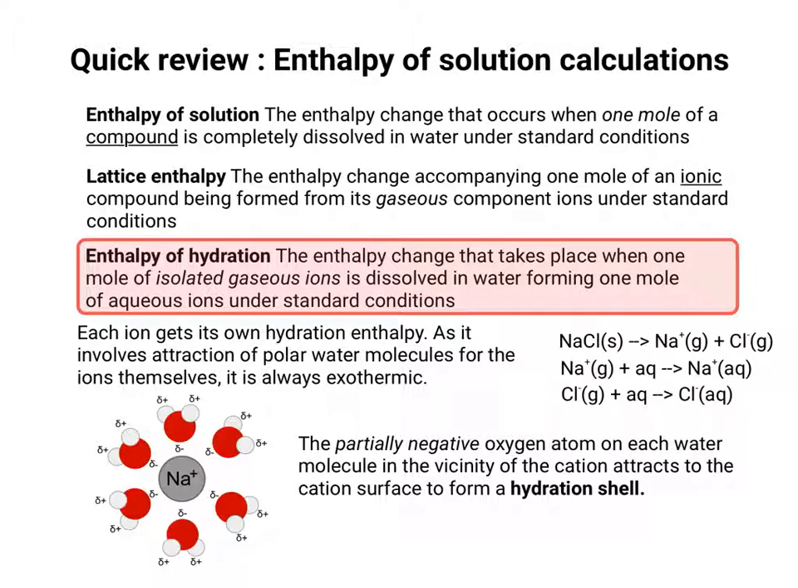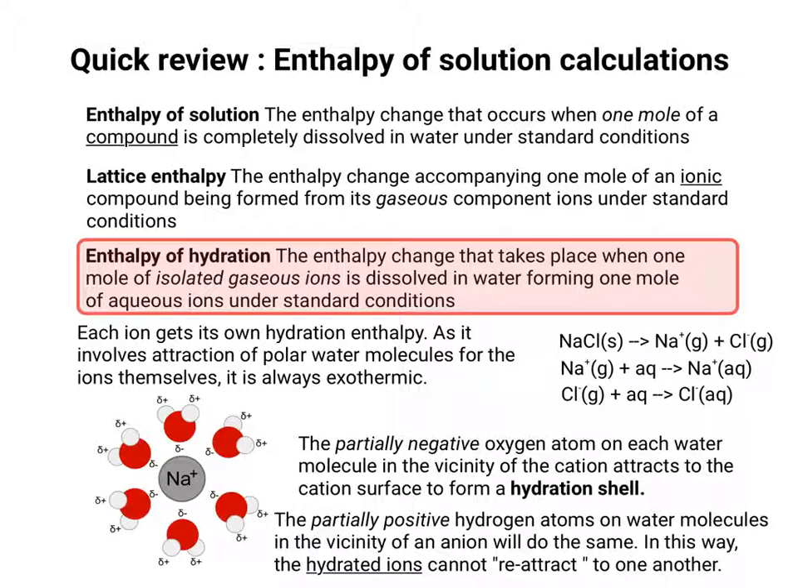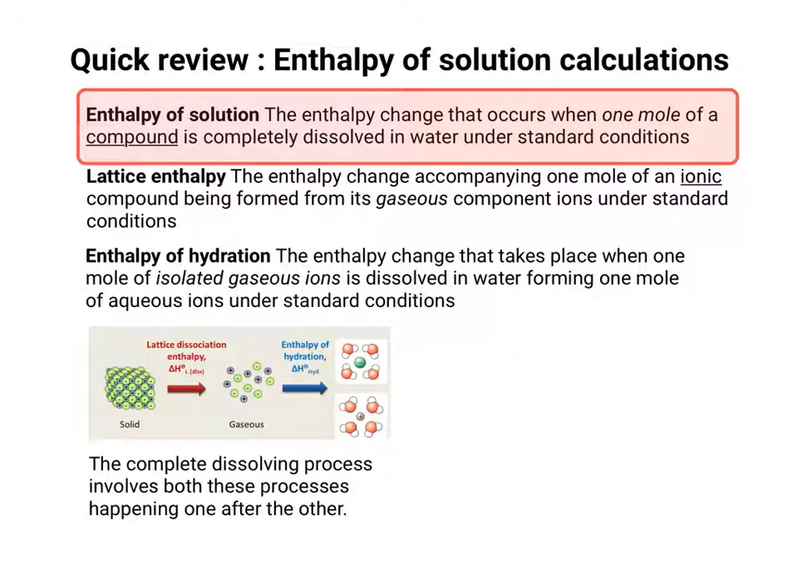So if we look at it a little bit more closely, the partially negative oxygen atom on each water molecule in the vicinity of a cation will attract to the cation surface to form a hydration shell. And the same thing will happen with the partially positive hydrogen atoms on water molecules in the vicinity of an anion, a negative ion. They'll do the same thing. So in this way we prevent the positive and negative ions from reattracting and reforming the lattice. So the energy that is transferred when the hydration actually happens is called the hydration enthalpy.